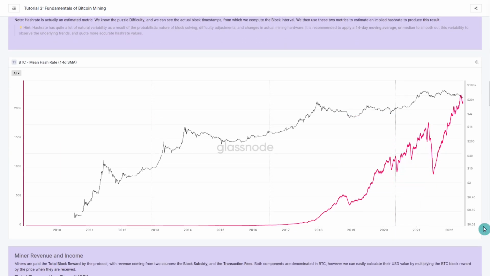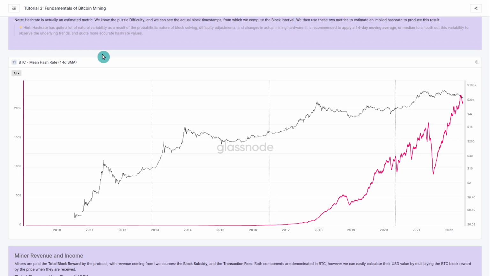Now, from those, we know the complexity of the puzzle from difficulty, and we know the observed outcome, which is the timestamps and the block interval. So from that, we can then estimate the mean hash rate. How much hash rate is required in order to solve this particular puzzle when we're observing this result? That's essentially how we calculate hash rate.